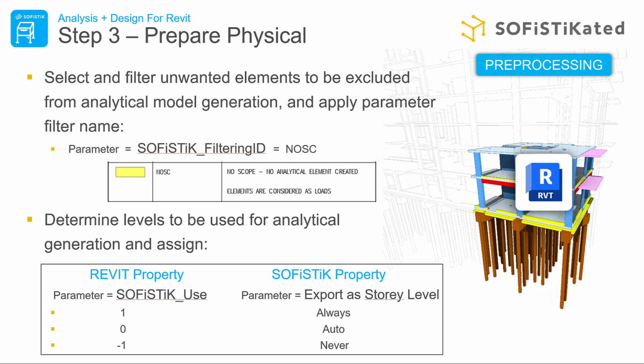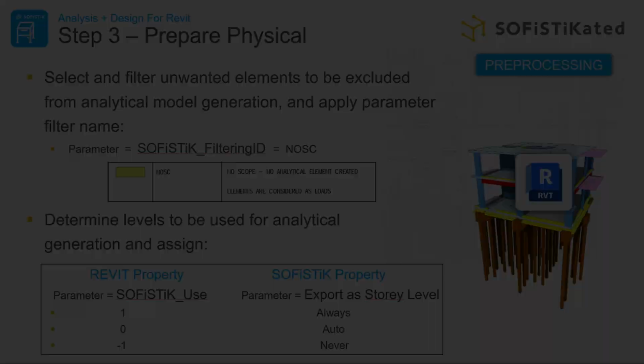In this example, we filter elements that don't contribute structurally to the system that can otherwise be represented by a load for its self-weight, for example, perimeter upstand and downstand elements along with stair flights. Determining which levels should be active for the analytical model is very important.